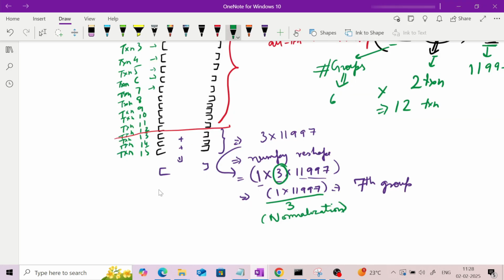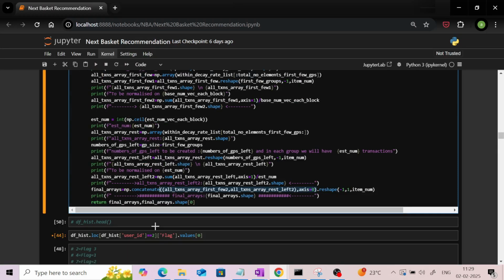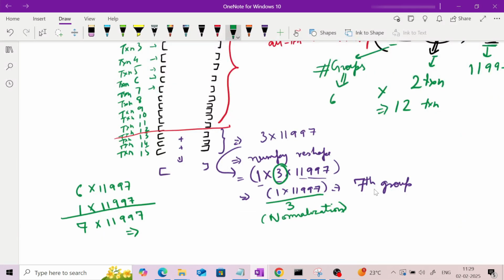So what happens is we had earlier 6 by 11,997, which is the 6 groups, and the one group that we calculated earlier is 1 cross 11,997. So when we concatenate these two, we will get 7 groups, and each group is of length 11,997. Then we are doing some reshaping on top of this. The reshaping converts it into a three-dimensional format, so as to explain it in a better way.